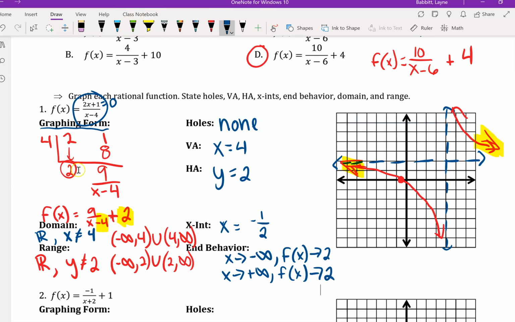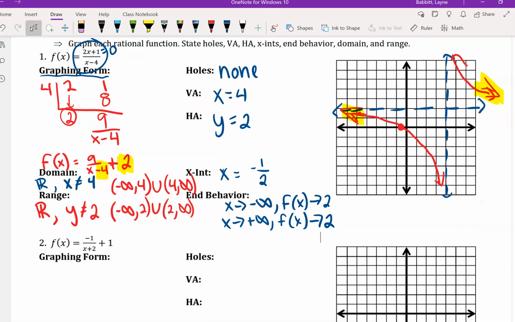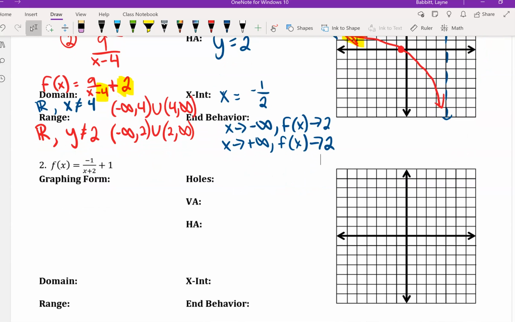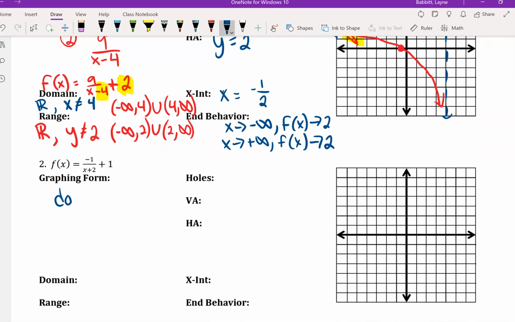All right, so that is it for that problem. Go ahead and pause if you need to catch up on it. Move on to number 2. So number 2 is already in graphing form. So I'll just say that that's been done for us. That was already in graphing form.